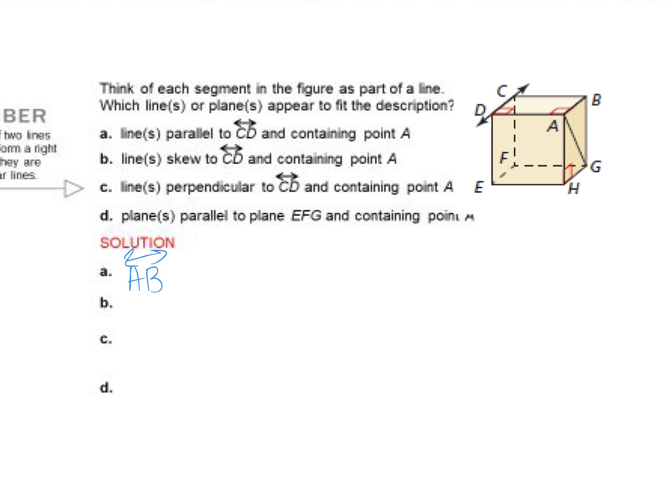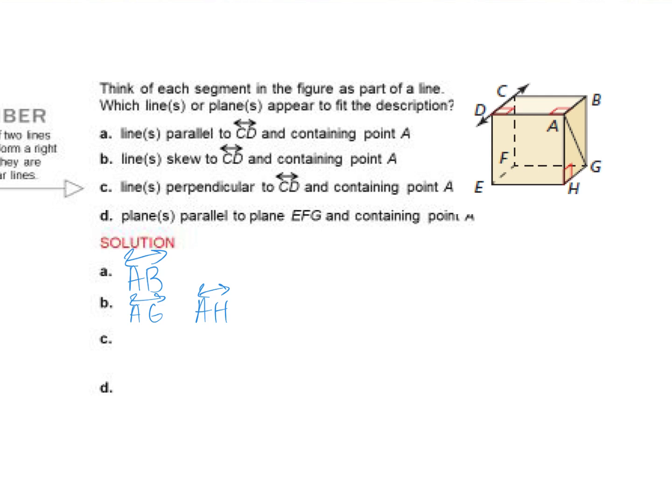Give me a line that's skew to CD and contains point A. John. Line AG. Very good. AG is one of them. Does anyone see the second skew line? Mario? Excellent. AH.